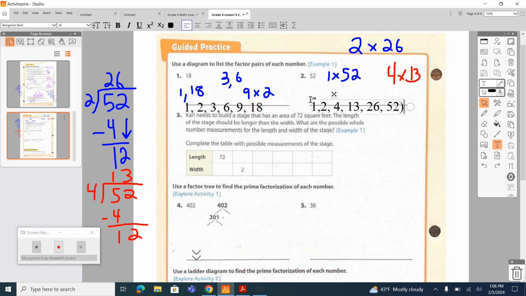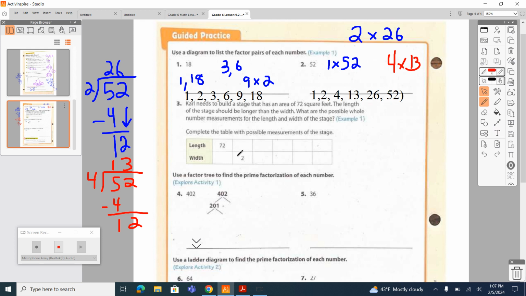Okay, so next problem. Carl needs to build a stage that has an area of 72 square feet. The length of the stage should be longer than the width. What are the possible whole numbers? So we could do 1 times 72. We want to divide by 2 because the width could be 2. And because 72 is even, we know it's divisible by 2. So that is 6. 1. Bring down the 2. That's 36.